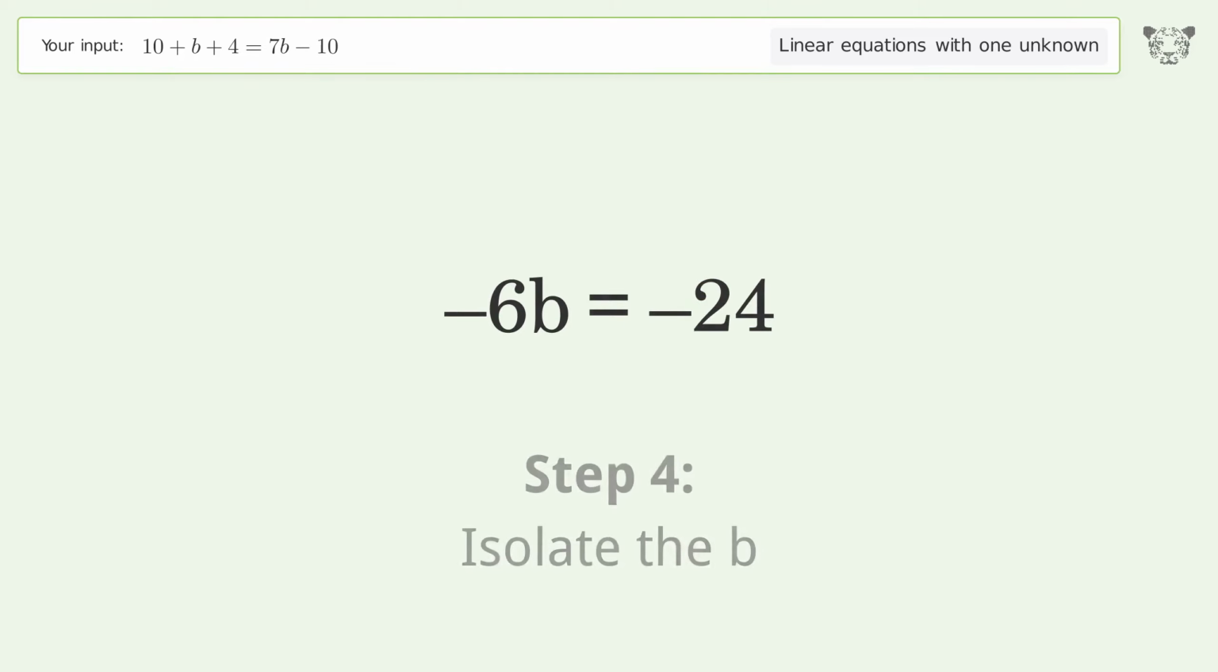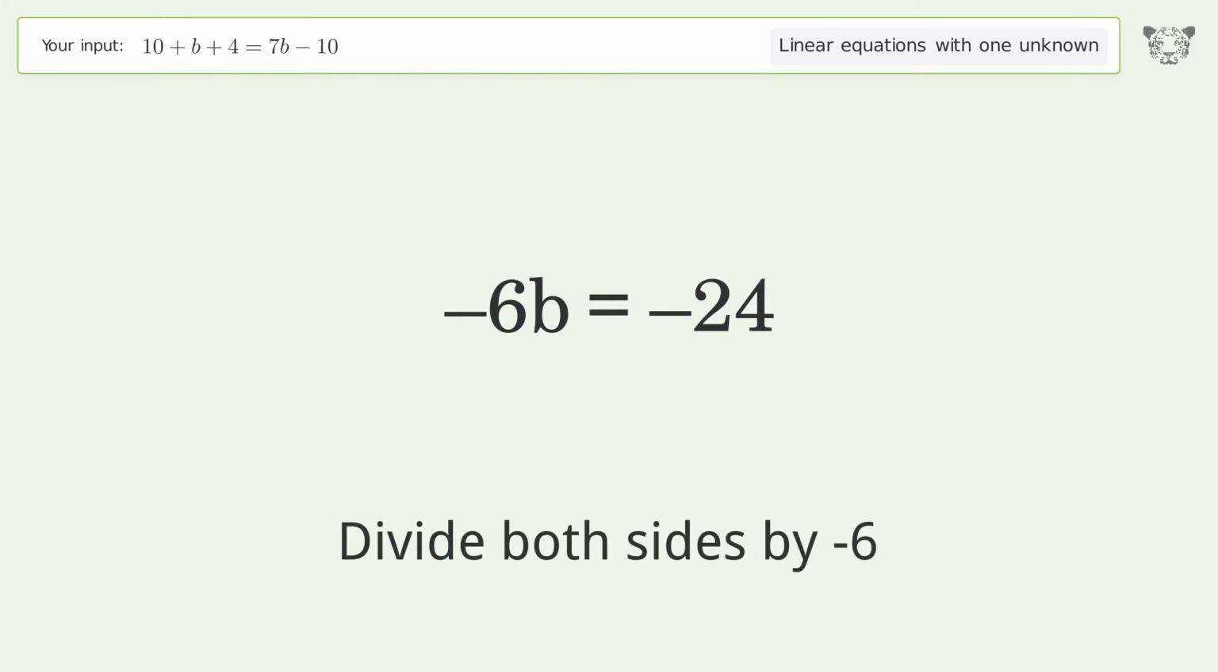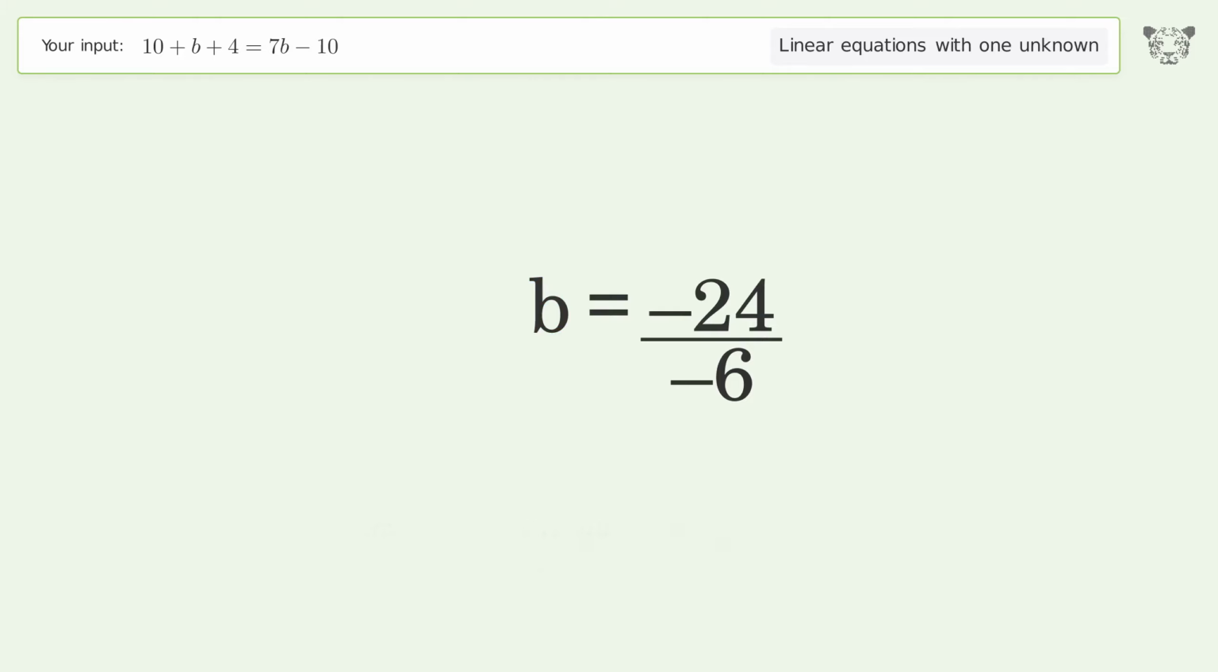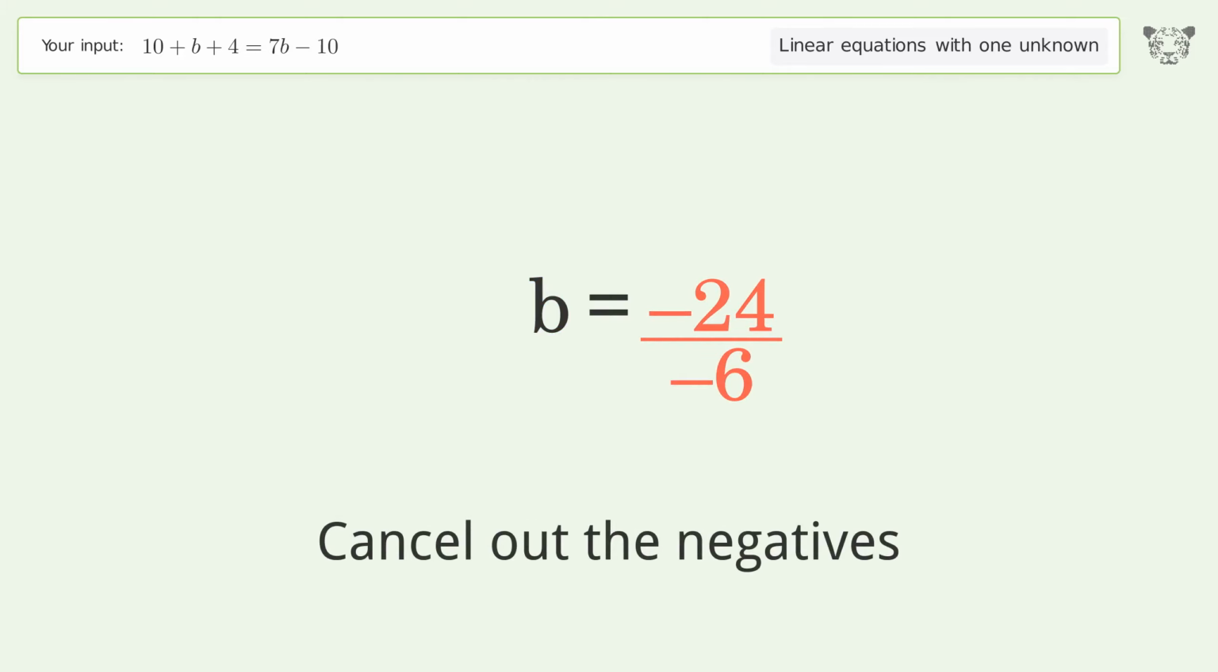Isolate the b. Divide both sides by -6. Cancel out the negatives. Simplify the fraction. Cancel out the negatives.